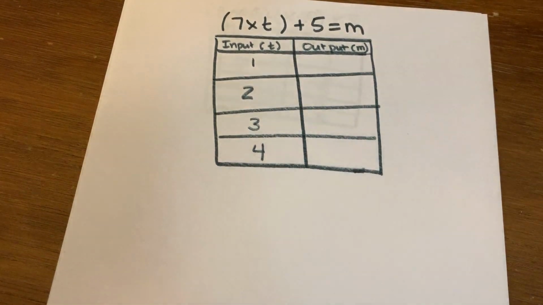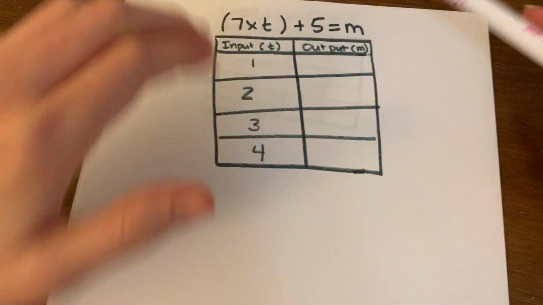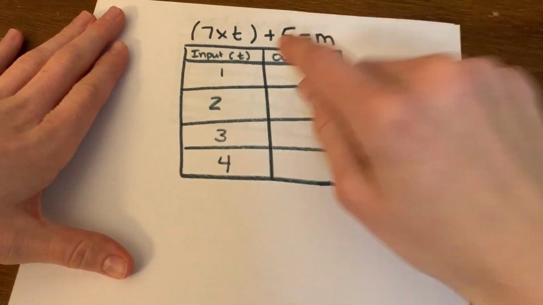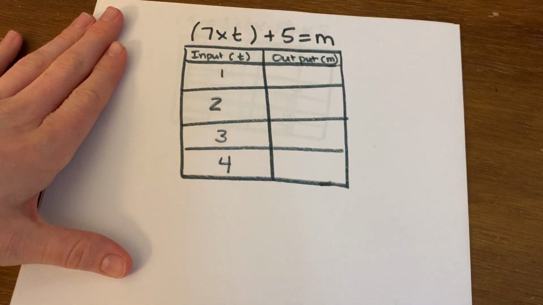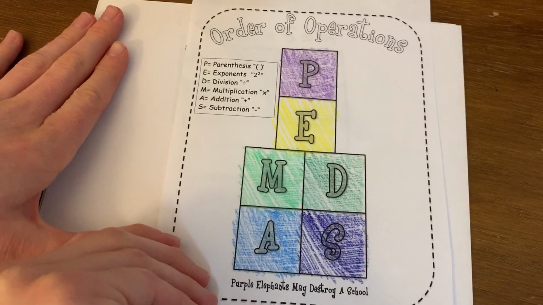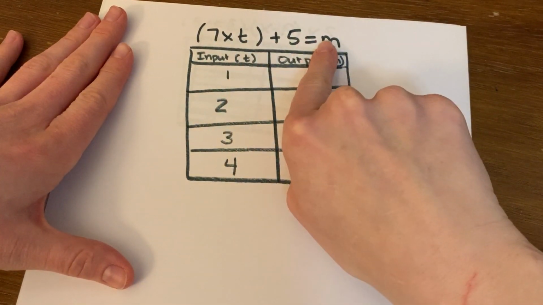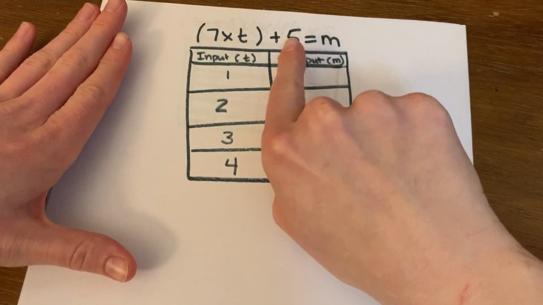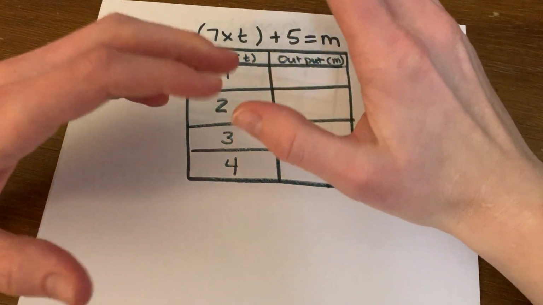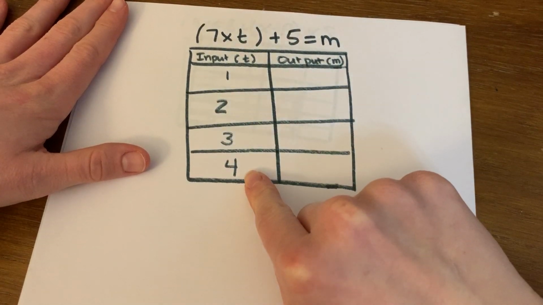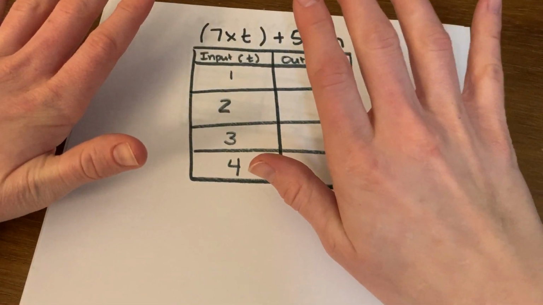Okay, today we are going to be doing the same thing we've been doing, except now we're going to put them in function table format. So we are still using PEMDAS to solve these problems. And we still have a variable equaling another variable. The only difference is, instead of saying when t equals 3, m equals, we've just put it in a table format. That's the only difference, okay?